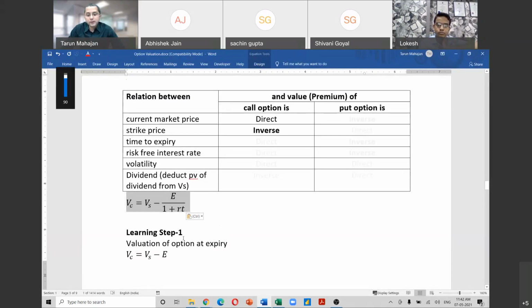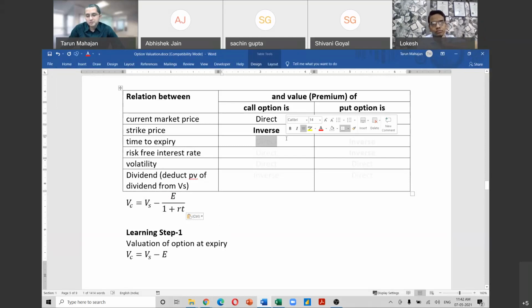If the time to expiry rises, then the present value of the strike price will reduce. If this figure reduces, VC increases. So with an increase in time, the call option value also increases.